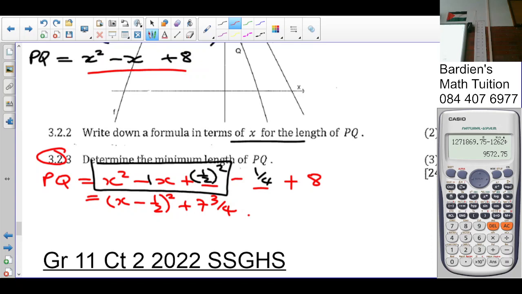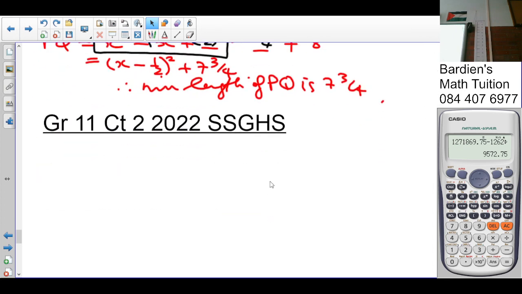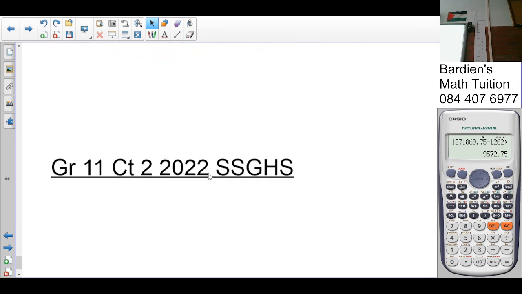The question says determine the minimum length of PQ. So the minimum length of PQ is 7 and 3/4. Otherwise it's going to be 7,75. Or you can write it in this improper fraction format as well.